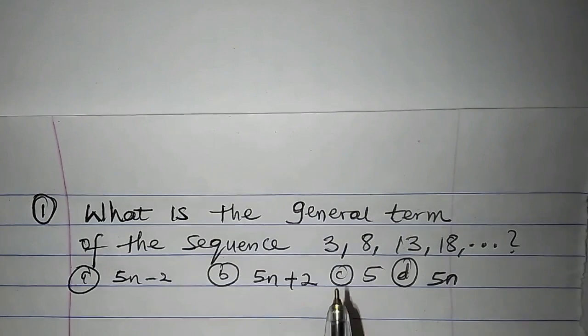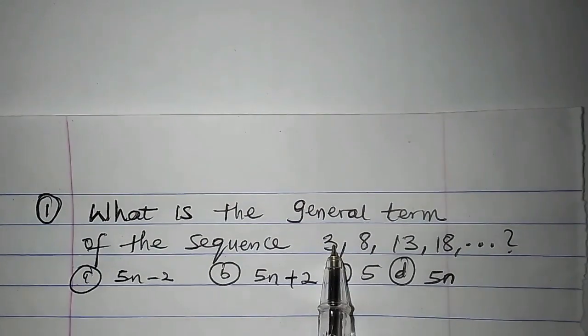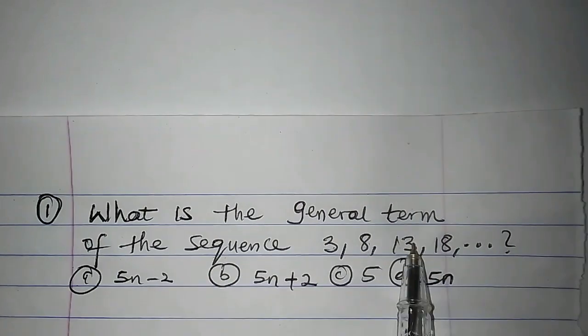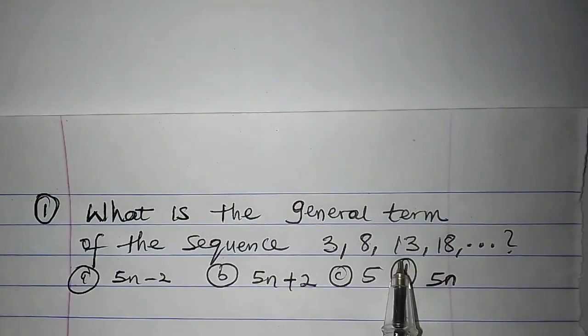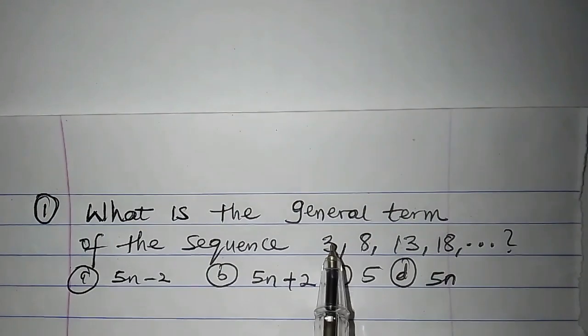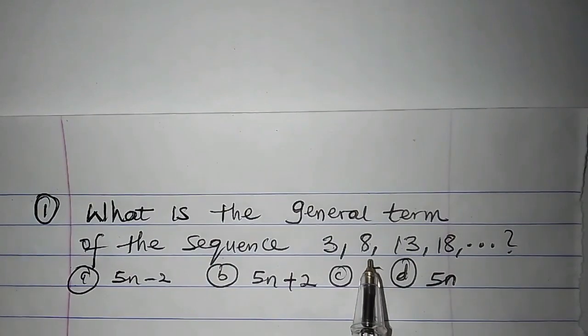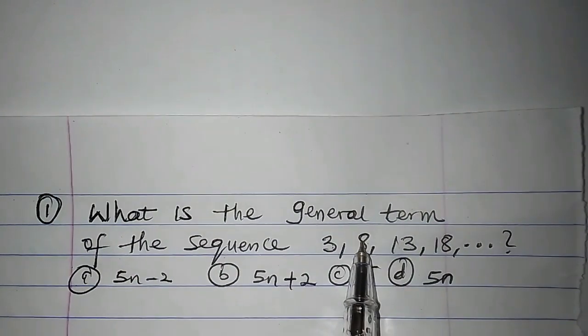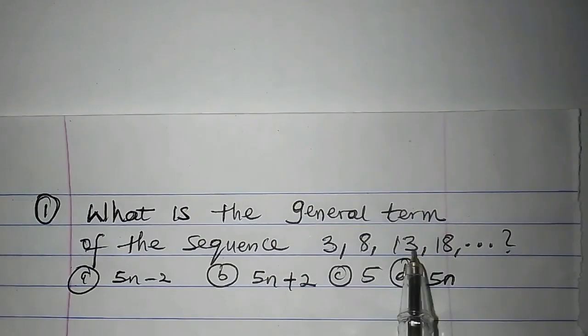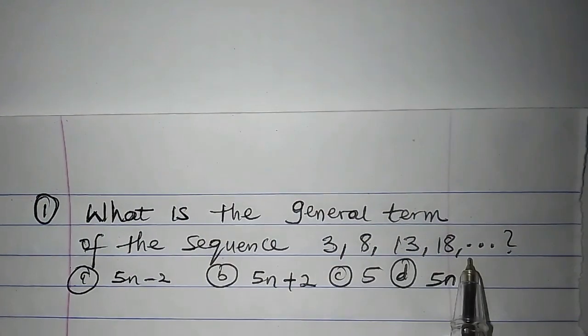So by common difference, it is 8 minus 3, 5. 13 minus 8, 5. 18 minus 13, 5. Of course, this is an AP because it has a common difference of 5. It's not a GP. For a GP, 8 divided by 3 is not equal to 13 divided by 8, which is also not equal to 18 divided by 13. So, of course, this is not a GP.